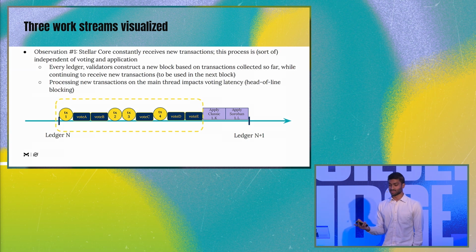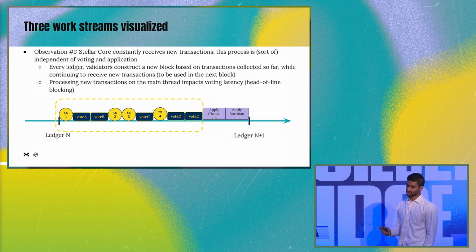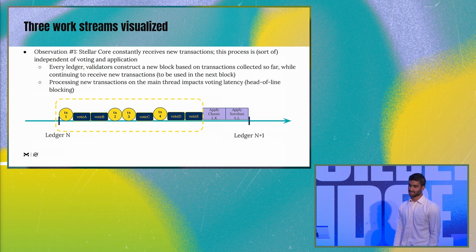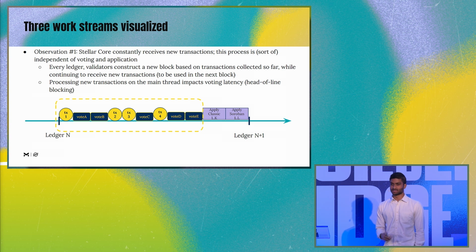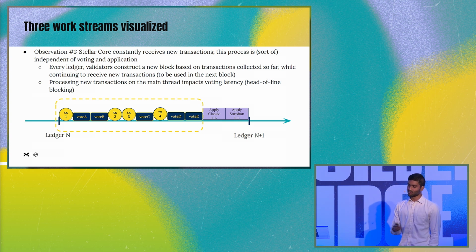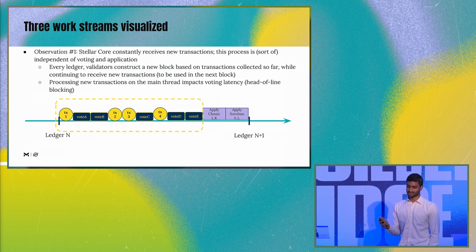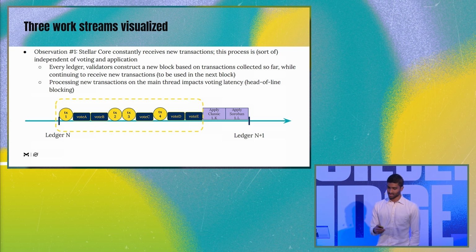First, let's make some observations. The first observation is that transaction propagation can actually run sort of independently of consensus and block application. And I say sort of because, of course, new transactions are needed to construct and confirm blocks. But when voting and application occurs, transactions for that block have already been received. New transactions received during voting are essentially transactions to be considered for the next block. So processing of new transactions, the yellow circles, is a bit independent of voting and application.